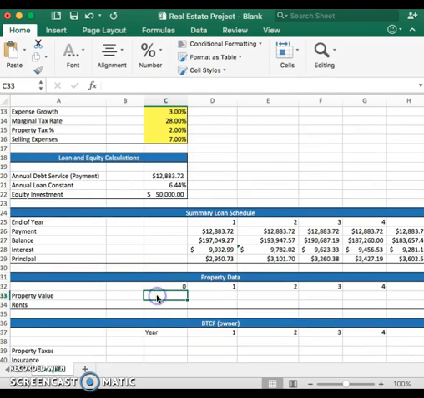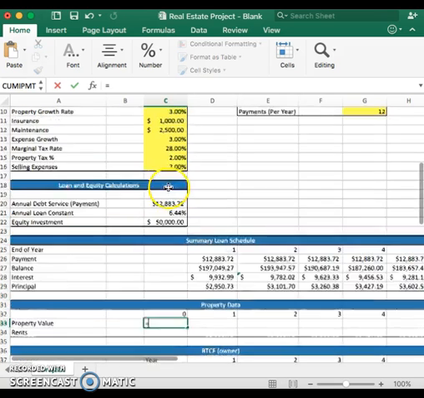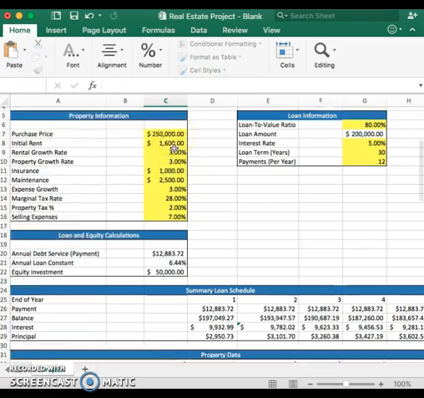To enter values into our property data table, for year 0 we'll just enter the purchase price, which is $250,000.